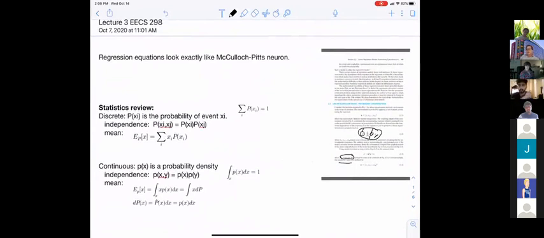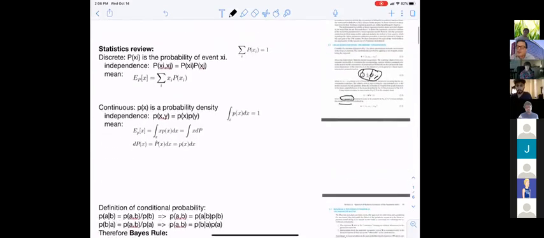I hope most people are familiar with this. If you're not, I can point you to things, and of course, there's tons of stuff online that goes through this. But generally, you want to distinguish, and I'll make comments as we go, between discrete and continuous probability densities. These things actually have very different properties.